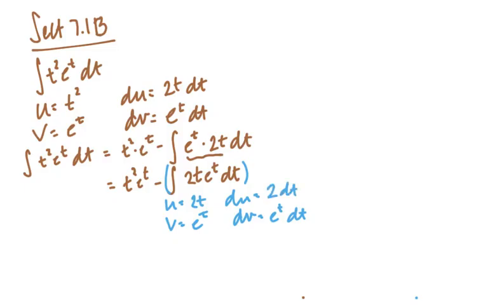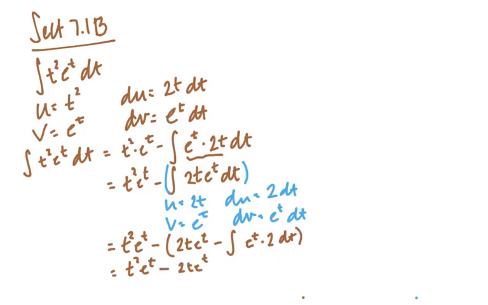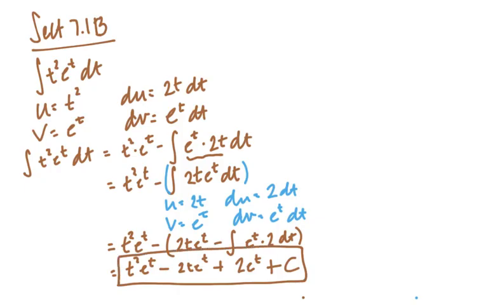So here we have equals t squared e to the t minus uv, which becomes 2t e to the t, minus the integration of v, which is e to the t times 2 dt. So we have t squared e to the t minus 2t e to the t plus the integration of 2 e to the t, which is 2 e to the t plus c. And that's your answer. But notice it took integration by parts twice to happen.